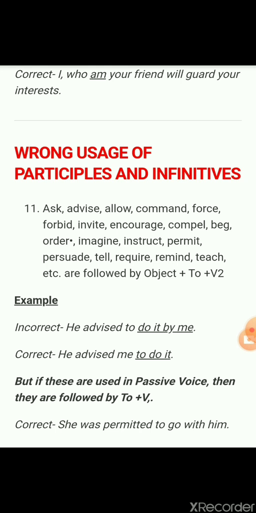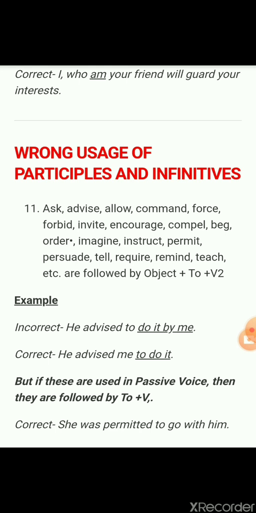Coming to the next type, wrong usage of participles and infinitives. Participles and infinitives, what are these terms? Just look at rule number 11 and you will come to know what that is. This is the technical term, okay, but you already have done gerunds and infinitives. Okay, so number 11 we have here: ask, advise, allow, command, force, forbid, invite, encourage, compel, beg, order, imagine, instruct, permit, persuade, tell, require, remind, teach are followed by object plus to.